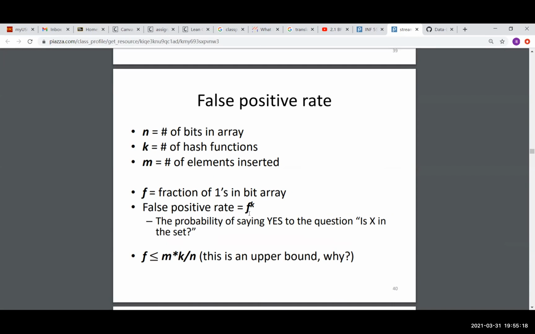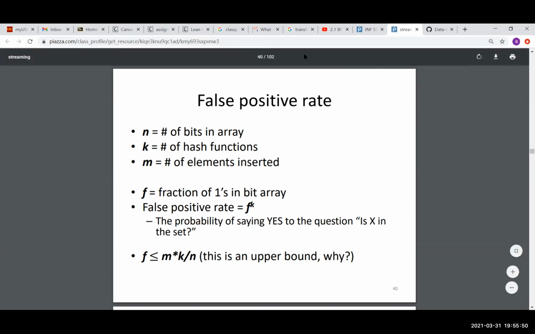The more what? The more hash functions we have, the lower the false positive rate we get. Yes, with more hash functions, because f is less than 1, you multiply all the f's together. Is that correct? Right, that's correct. Okay, got it. Thank you very much.